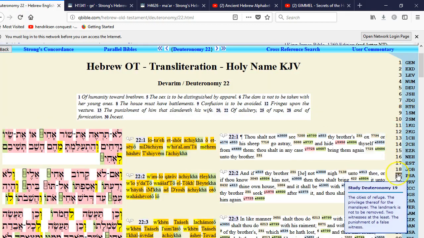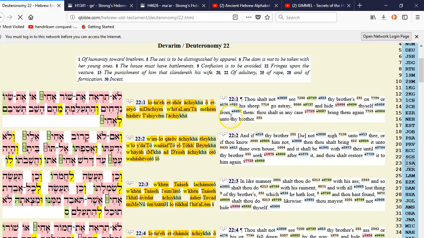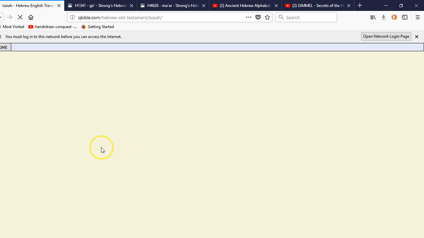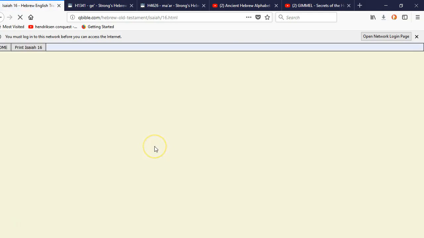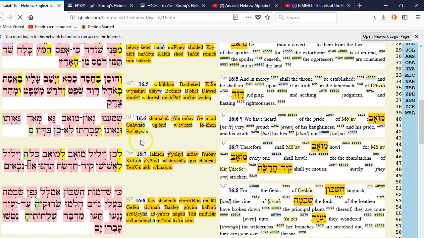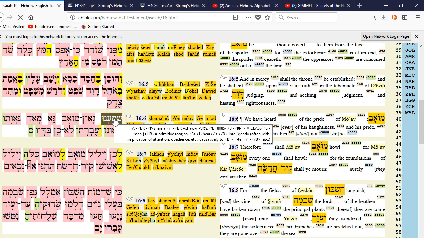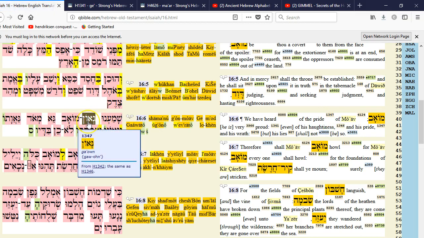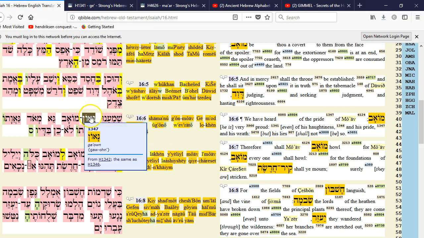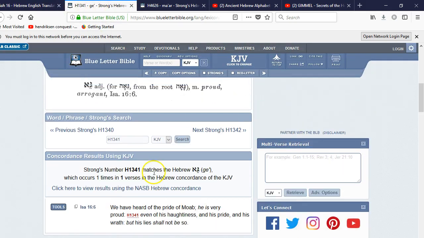We can narrow this down a little bit. It's Isaiah 16:6, and this is important to determine what that G is telling us. Unfortunately, Q Bible can sometimes take a little while to load, and here we go. I've clicked on Isaiah chapter 16, and we'll go to verse 6. We've got Shemonu, we have heard. Now, here we go, Ga'un of the pride of Moab, Ga'un. So that would be pride again. Ga'un being 1347, so we're at 1341.